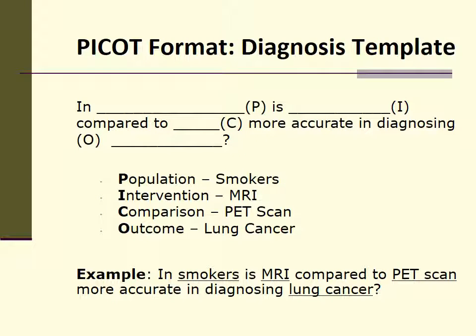A diagnosis question asks about which test or procedure is more accurate in diagnosing a given condition. For example, if we wanted to know in smokers whether a PET scan or a CT scan was more precise in picking up early lung cancers, we might ask, in smokers, is MRI compared to PET scan more accurate in lung cancer diagnosis? Note that in diagnosis questions, though it may have a time frame specified, this is not common.